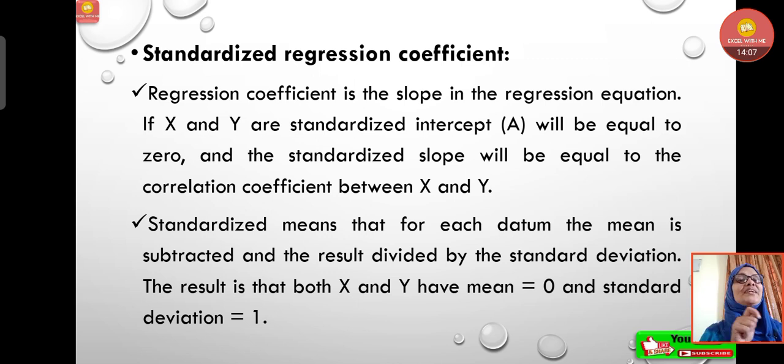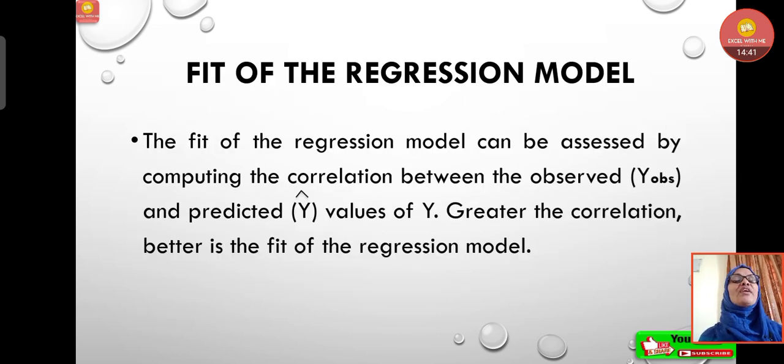Now, standardized regression coefficient. What is it? It is the slope in the regression equation. If x and y are standardized, intercept a will be equal to 0 and standardized slope will be equal to the correlation coefficient between x and y. Now, what is standardized? Standardized means that for each datum, the mean is subtracted and the result divided by the standard deviation. The result is that both x and y have mean equal to 0 and standard deviation equal to 1. This is a very important point we have to remember.